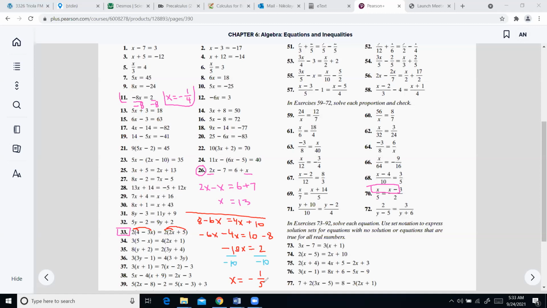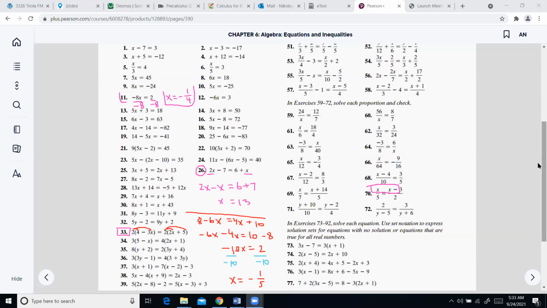So it looks like we are solving equations, and sometimes we can't solve them right away. So we do it little by little. So we actually distribute, so we get rid of the parentheses, and then we can solve, right?